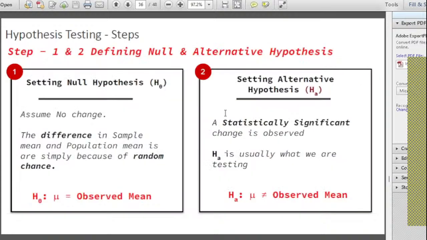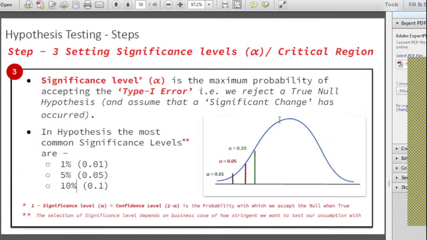Now coming to the details of the steps. The first two we have already done, setting a null and setting an alternate, and we know how to do it. I am just running over these slides. Third step, setting the significance level, which is alpha, and the critical region. So let's understand this.